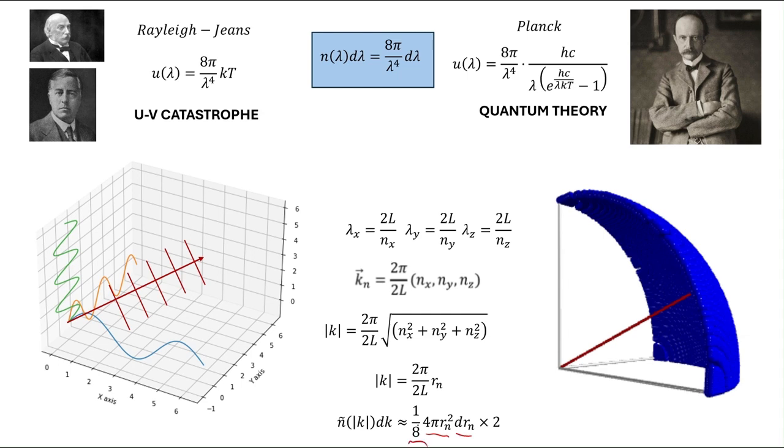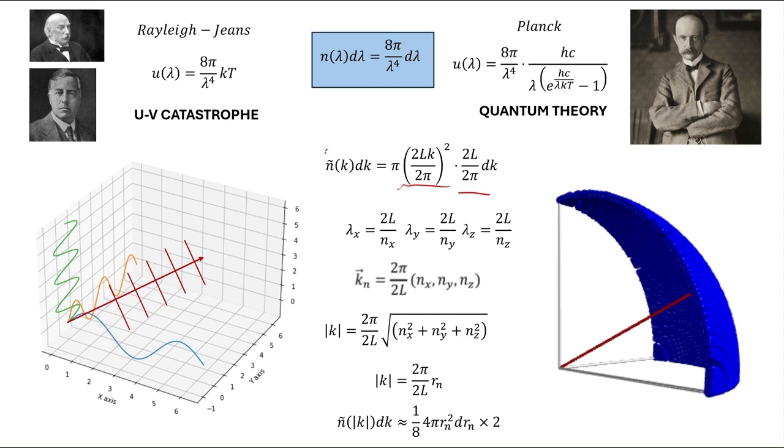Now, this 1/8 in front, bear in mind, remember, these are all positive integers. 1, 1, 1. There's no negative numbers. That means I'm constricted to the first octant, and I only want the first eighth of a sphere. So this is the volume of a shell that contains points that go from k to k plus dk. That's how many of them I have, right? And so if I put that up here, I'm just plugging in for what I have below. I end up with something that looks like this.